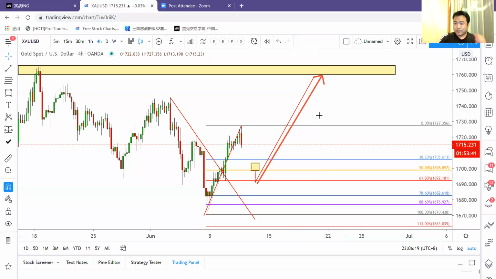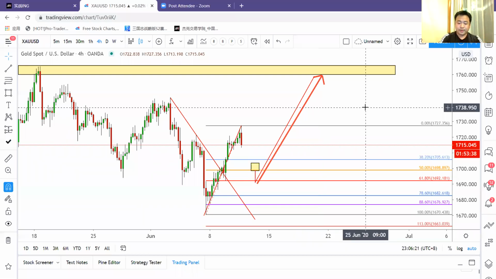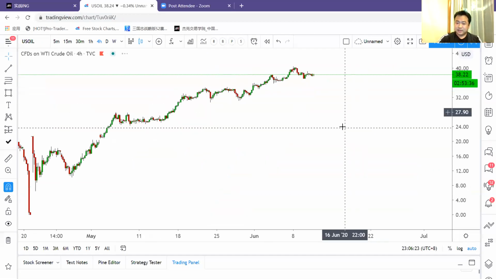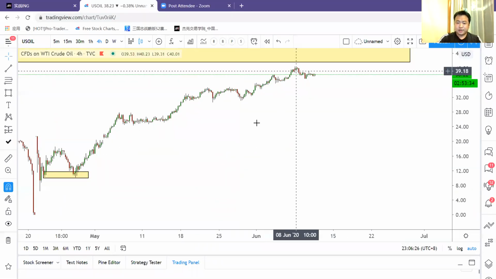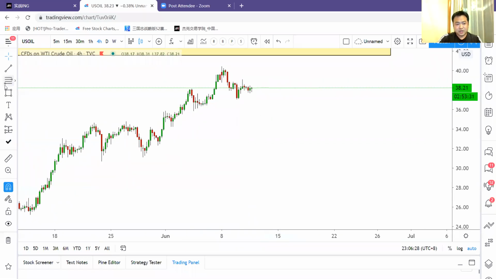Okay, what about oil, right? Sure, let's go for oil. Definitely oil is still in a bullish channel. But it already touched 40.